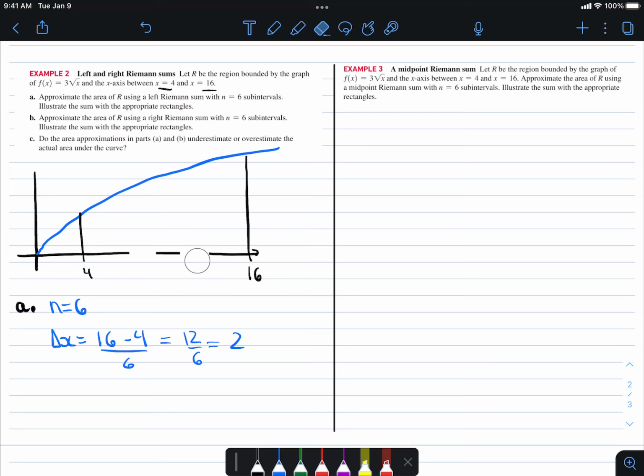If you want to make it look a little better, I will divide this in 6 parts, and we can label each of them accordingly.